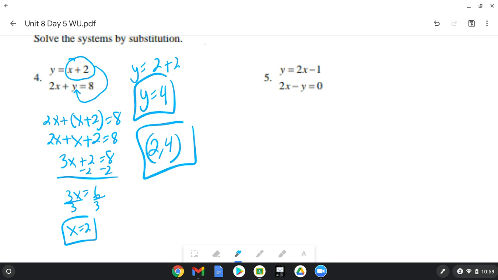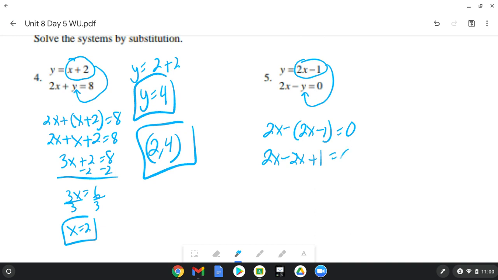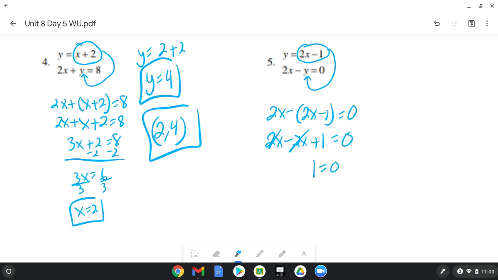This next one, we would circle the y equals again and plug it in for y down below. So now we get 2x minus, instead of writing a y there, we write 2x minus 1 equals 0. So if we distribute that minus sign in, we get 2x minus 2x plus 1 equals 0. Those two x's actually cancel each other out. 1 equals 0 does not make sense, and all the variables are gone. So that means it's a special case, and that would be a no solution type.